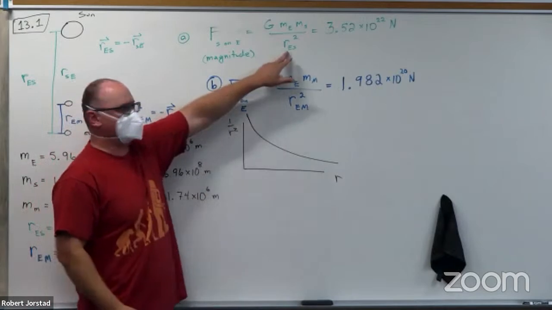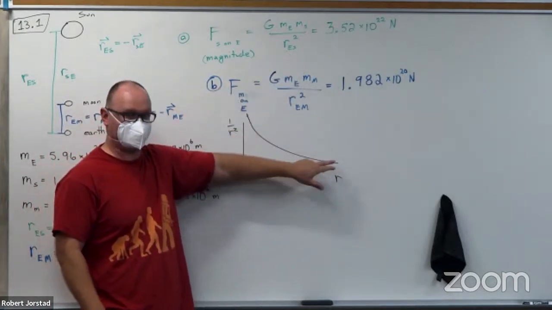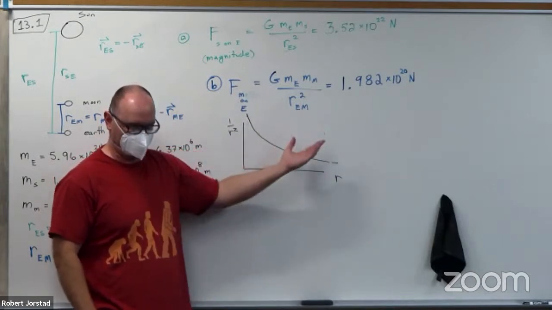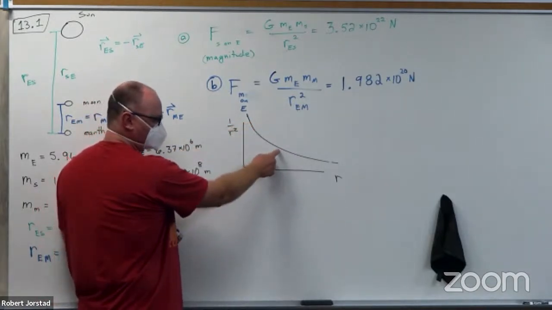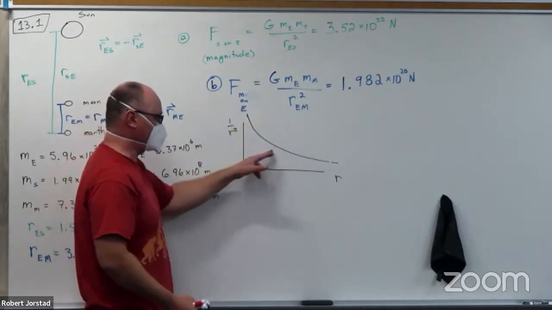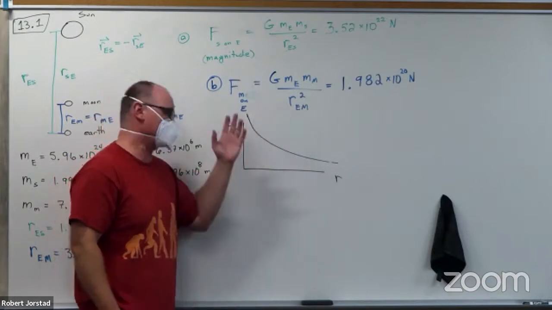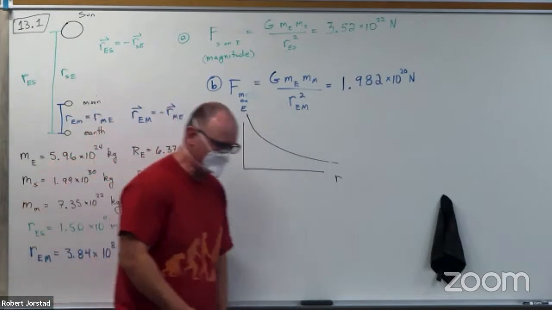Notice RES is a really big number. So we're way out here. There's less change in the sun's gravitational force from one side of the Earth to the other. The moon, with its much smaller radius, is closer to this part of the curve. And so the change in the moon's gravitational force on the Earth is more significant from one side of the Earth to the other.